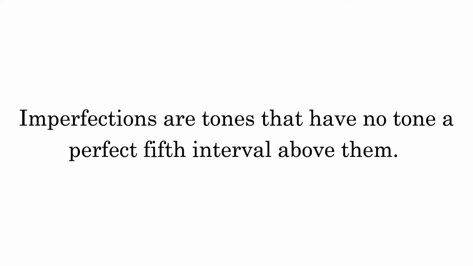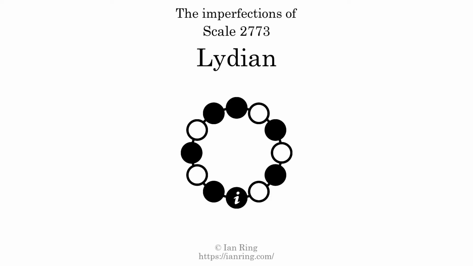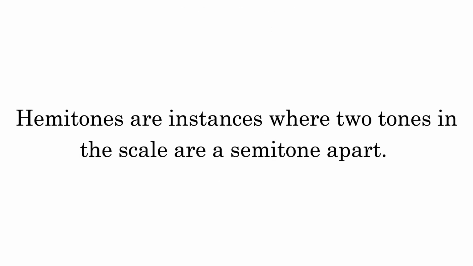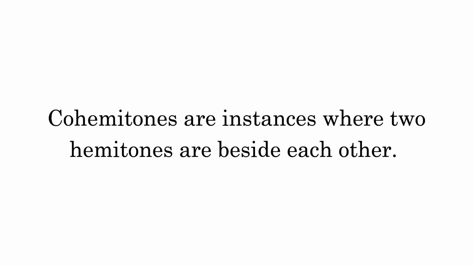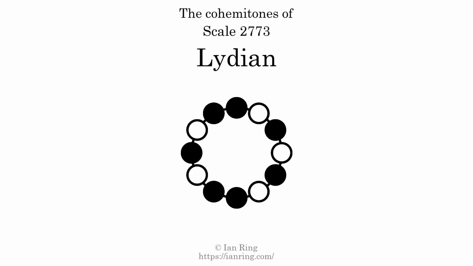Imperfections are tones that have no tone a perfect fifth interval above them. This scale has 1 imperfection. Here, hemitones are instances where 2 tones in the scale are a semitone apart. This scale has 2 hemitones. They are at positions here and here. Cohemitones are instances where 2 hemitones are beside each other. This scale has no cohemitones.